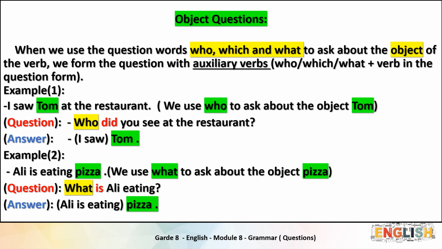Example number 1. I saw Tom at the restaurant. Of course, Tom is the object. We use who to ask about the object Tom, and the question becomes, who did you see at the restaurant? And the answer, of course, is Tom. Example number 2. Ali is eating pizza. We use what to ask about the object, in this case, pizza. And the question is, what is Ali eating? The answer, of course, is the object, pizza. So we have to use the auxiliary verbs in the question form to ask about objects. Remember this is very important.